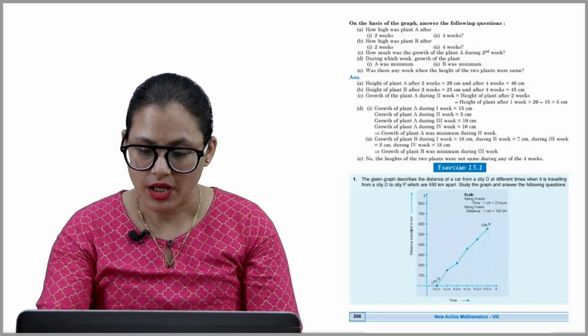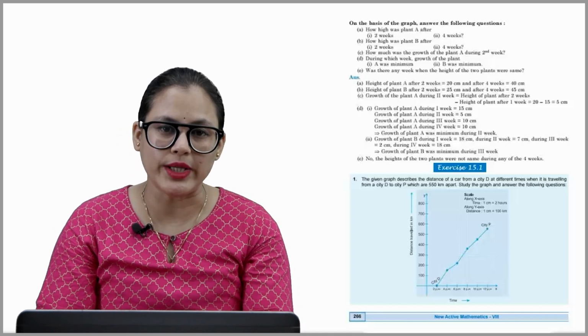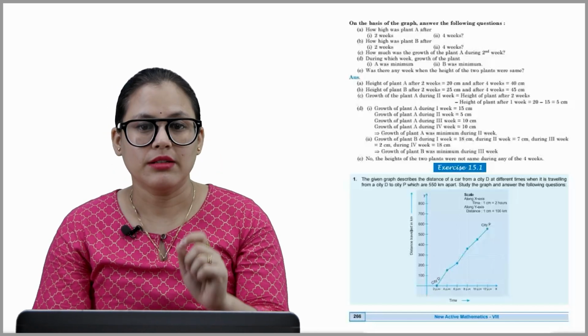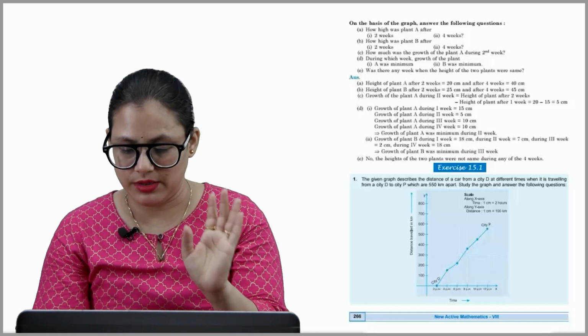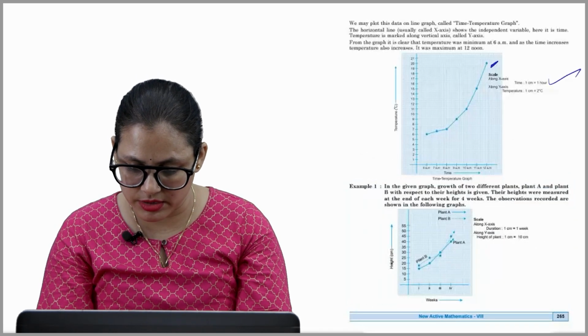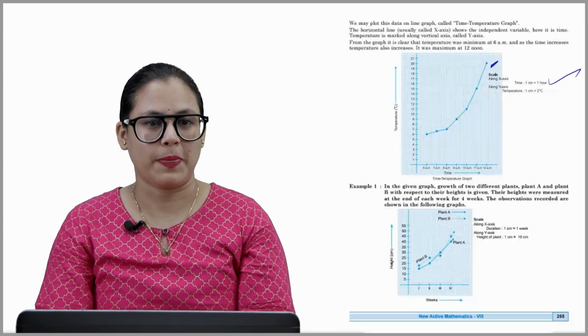Okay, next is how high was plant B after 2 weeks and after 4 weeks. Similarly, you will see the growth of plant B. Okay, so here we can see growth of plant B after 2 weeks is 25 centimeter and after 4 weeks is 45 centimeter. Right?